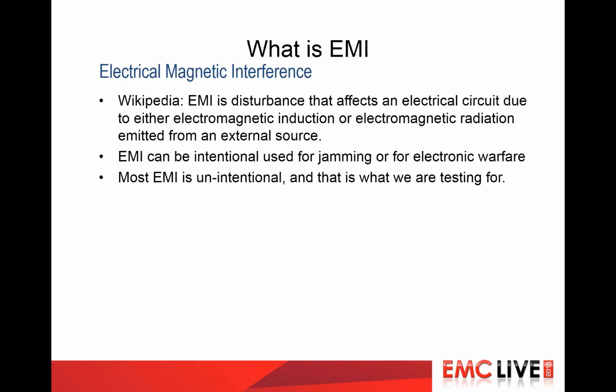So what is EMI? Electromagnetic interference. Here's a definition out of Wikipedia. It calls out either electromagnetic induction, which is conducted down power cords, conducted on a power line. Then you have electromagnetic radiation, which is emitted from a device, radiating out. The government will actually use EMI for jamming. But typically what we're looking for is EMI that's unintentional. That's what we're testing for: EMI that typically radiates from your device unintentionally or comes down the power lines and causes interference.